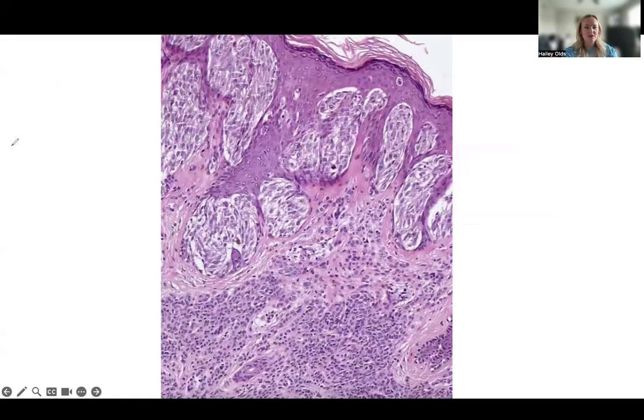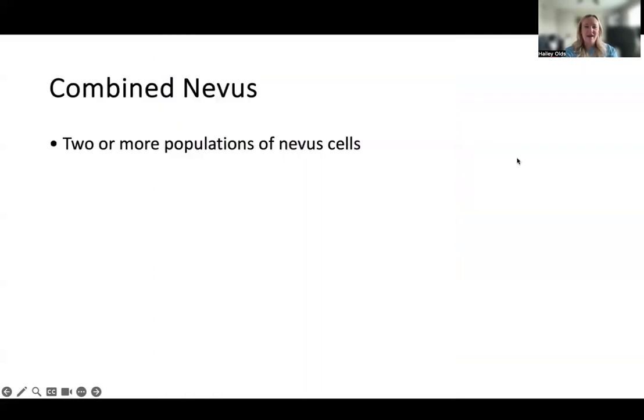Okay. So this one, up here, we have kind of like one of those Spitz nevi with the big epithelioid cells. But here we have more of like a traditional intradermal nevus. So when you have two different kinds of nevi or two different kinds of melanocytes, that is a combined nevus. So just basically two types of nevi combined into one lesion.